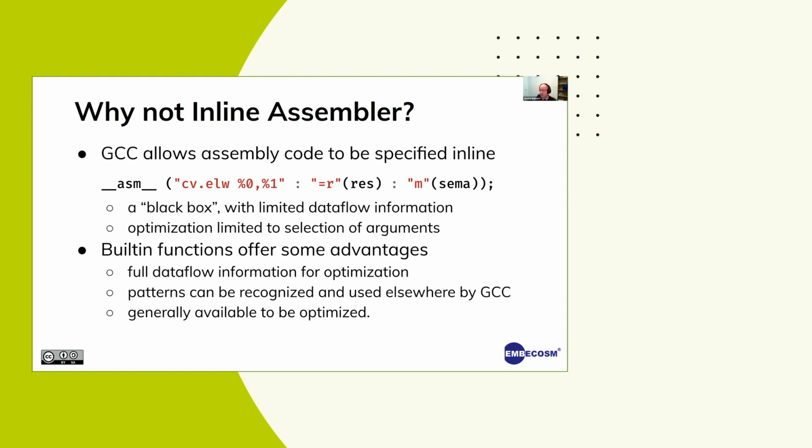Built-in functions offer some advantages. They have the full data flow information. They're within the compiler. They have all the data flow information. So they can be fully optimized. Okay. They are based on pattern recognition. And if that pattern occurs elsewhere, it can also be used by GCC.